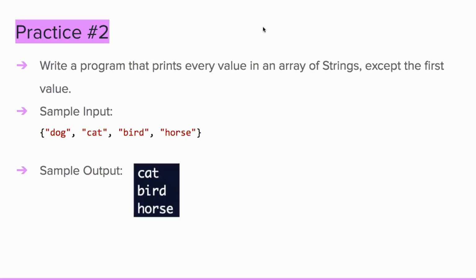This next problem asks us to write a program that prints out every value in an array of strings, except for the first value. In the sample input, we have an array that contains the strings dog, cat, bird, and horse. In the output, we will only print cat, bird, and horse. You can pause the video here, work through the problem on your own, and resume the video once you have attempted or completed the problem.